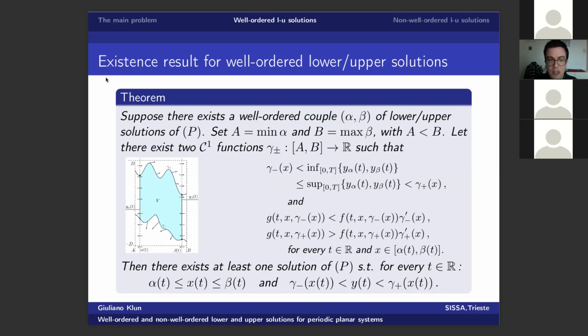And these are the conditions we have to request on the boundary, and they are represented by the arrows starting on the curves gamma plus and gamma minus on the boundary of V. Under this hypothesis, there exists at least one solution of the problem P that remains bounded for every t, in x between alpha of t and beta of t, and in y between gamma minus of x of t and gamma plus of x of t.